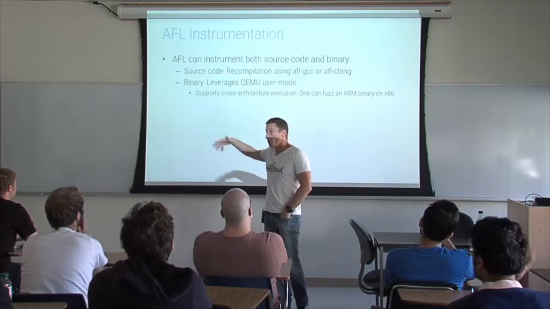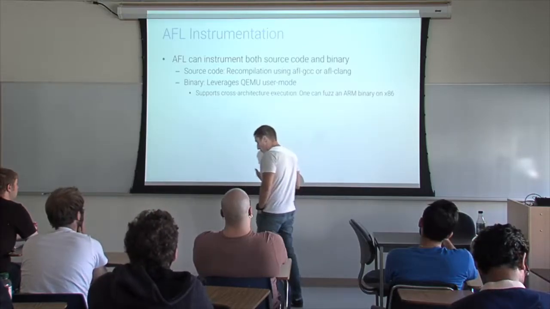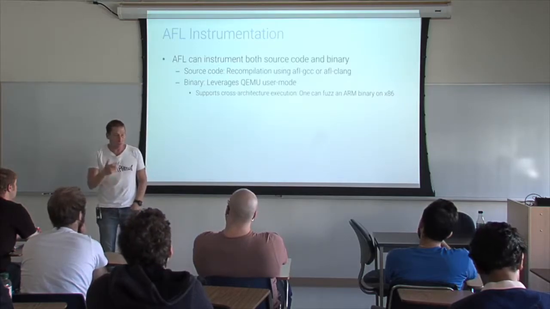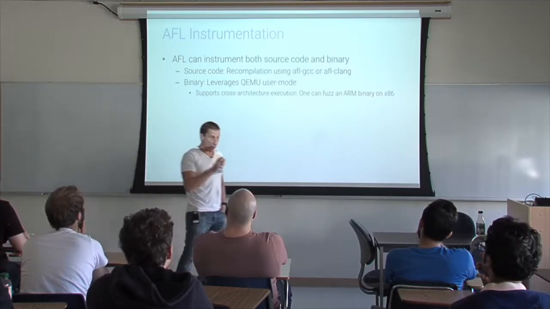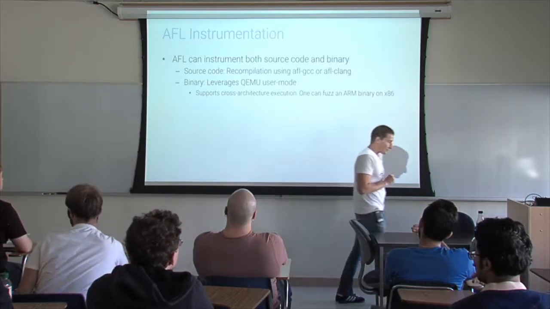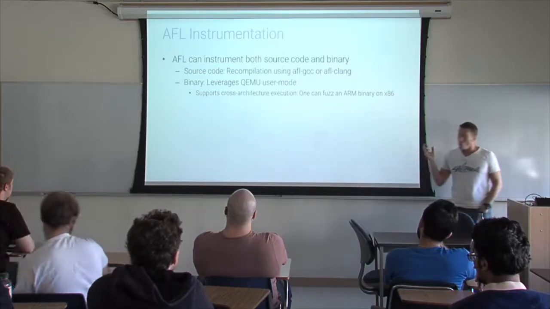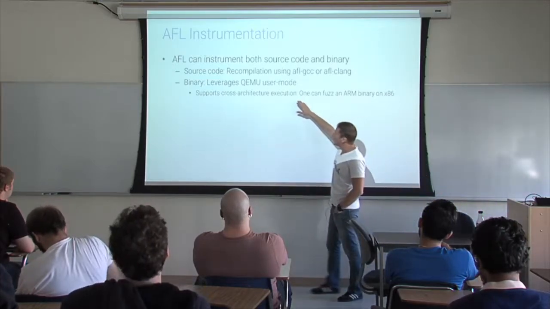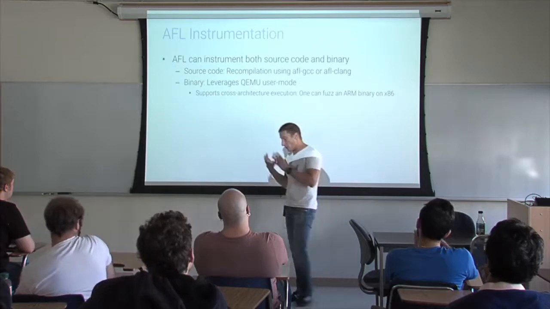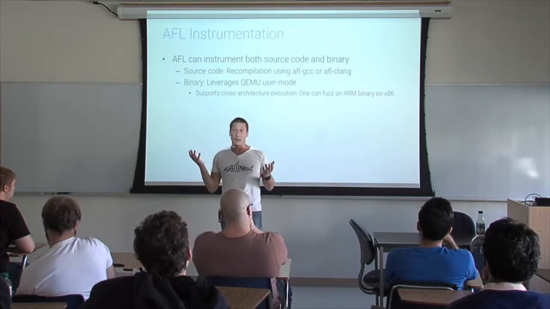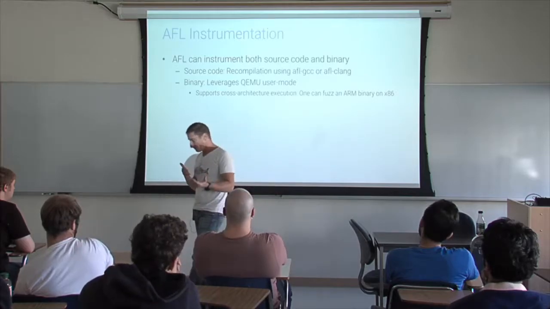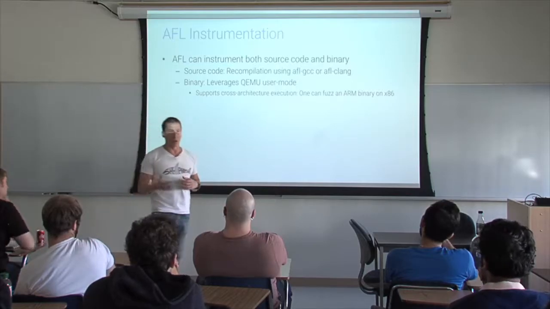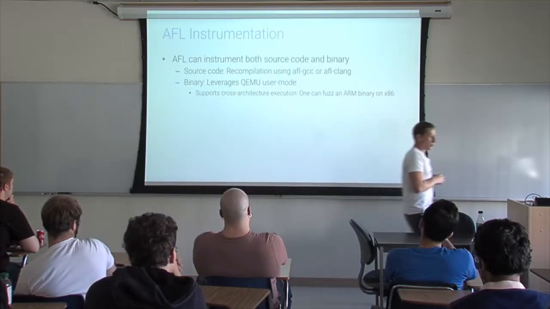When you operate on source code, you have an AFL compiler that will add certain things to the source code at specific points, which will track and produce a record of all these different transitions. Or if you have just a binary, AFL uses QEMU in user mode. That means that only the process gets virtualized, which has the nice side effect that, since QEMU user mode allows for cross execution, you can actually fuzz an ARM binary on a Linux or a BSD machine.